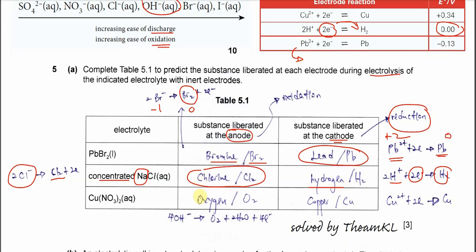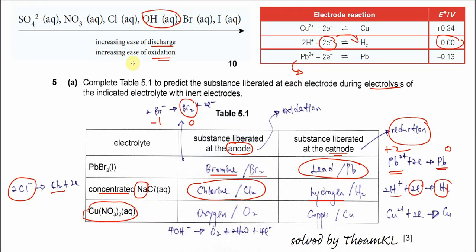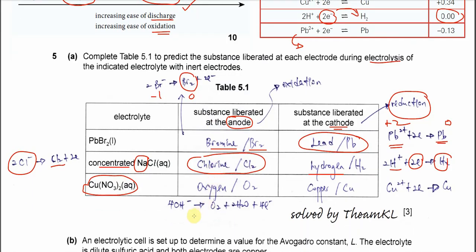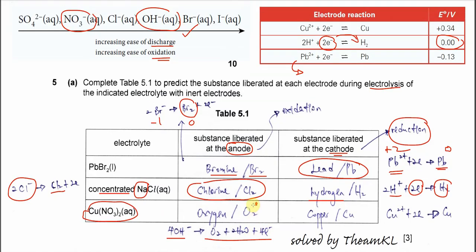For the last one, we have a copper nitrate solution. For this nitrate, you can use this trend again. When there is a nitrate solution, meaning nitrate together with hydroxide, the hydroxide will discharge. When hydroxide discharges, it will form oxygen, following this equation: hydroxide forms oxygen and releases electrons. So it's oxidation. What you will see for this copper 2 nitrate solution during electrolysis is oxygen at the anode, because hydroxide discharges to form oxygen.